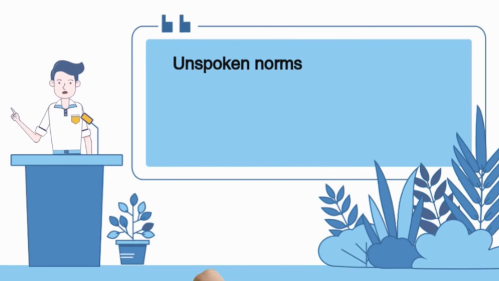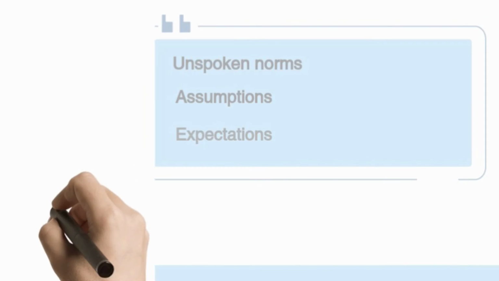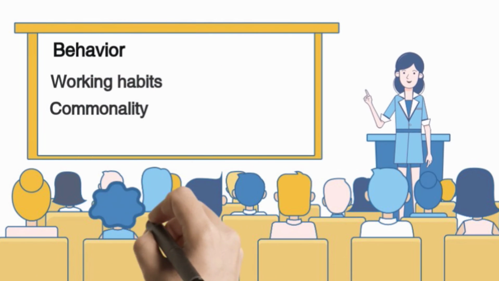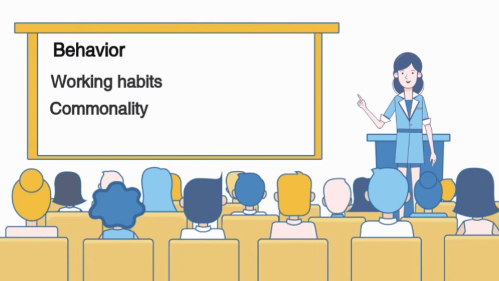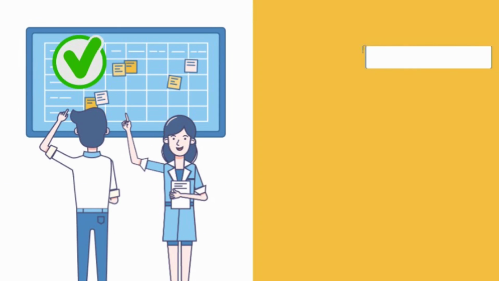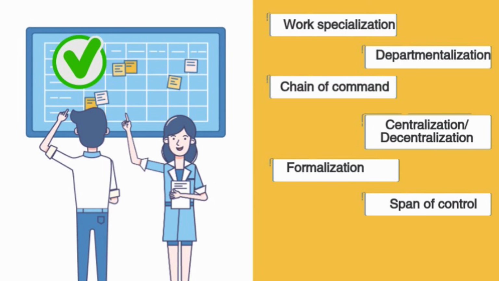Examine the unspoken norms, assumptions, and expectations. Look at how people behave towards each other, their daily working habits, and what your high-performing employees have in common. Your aim is to understand the way people work. Once you know where you are, you can think about where you want to be, and you can identify which elements of the different organizational culture types are the best fit for your vision.